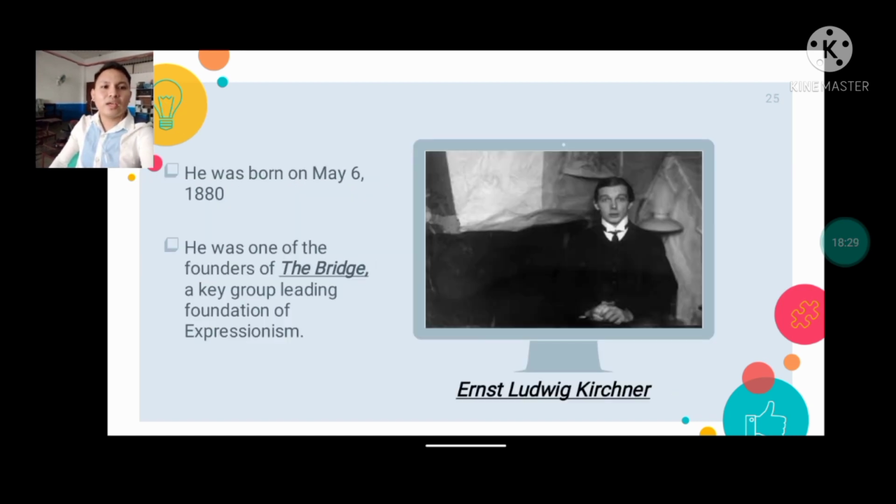Next, we have Ernst Ludwig Kirchner. He was born on May 6, 1880. He was one of the founders of the Bridge, a key group leading the foundation of Expressionism.